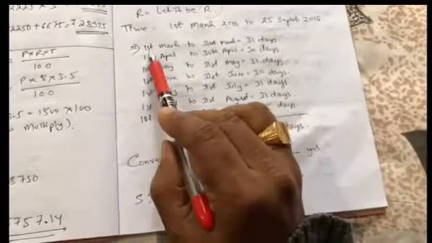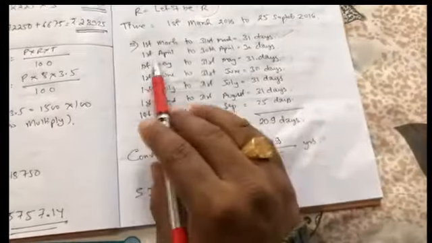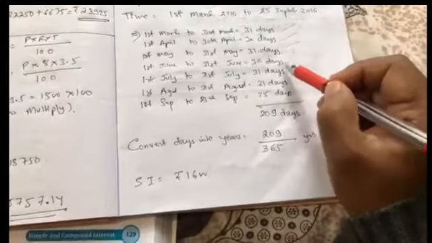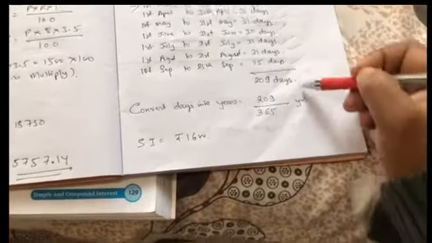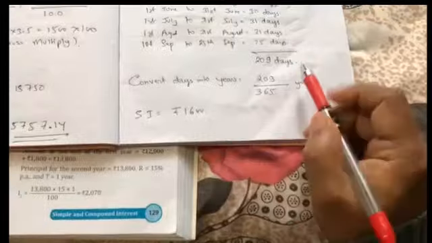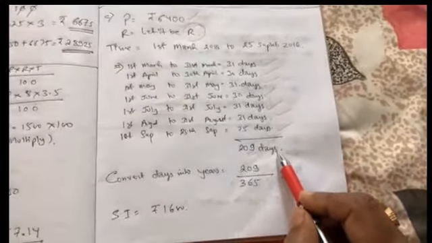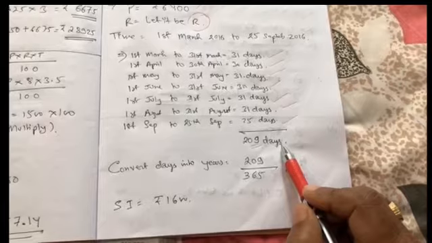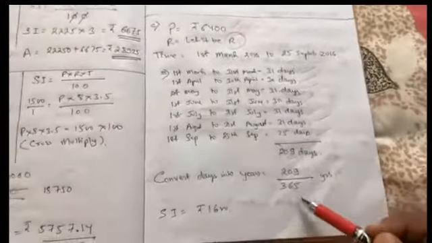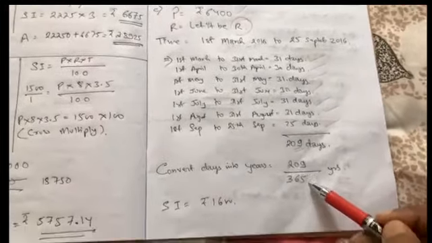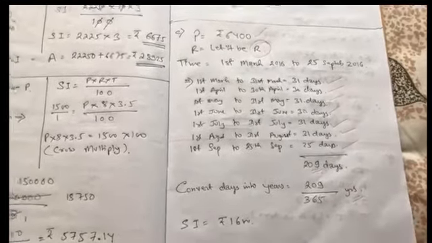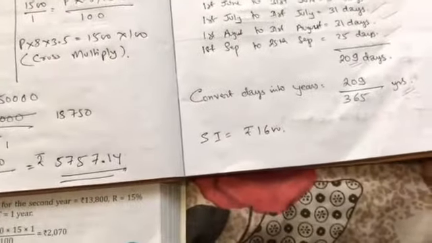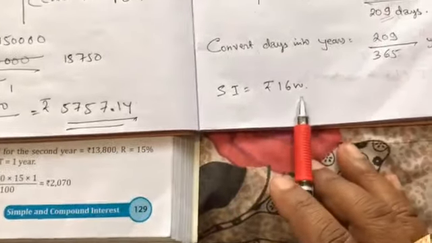So first of all, you calculate 1st March to 31st March, 31 days. Then the entire month of April, 30 days, May 31 days, June 30 days, July 31 days, August 31 days, and from 1st September to 25th September is 25 days. So these all together, if you add, it comes to 209 days. But as I said, in simple interest, time cannot be considered in days, it has to be converted in years. So 209 out of 365 days, because in 1 year we have 365 days. So 209 divided by 365 years. So time is converted into years. And simple interest is given as 1600, which is already mentioned in the question.